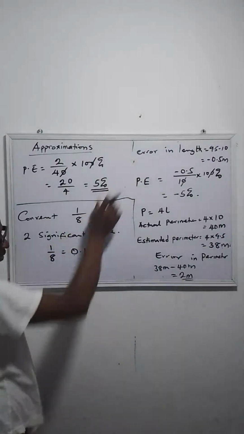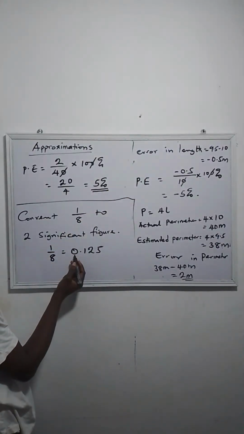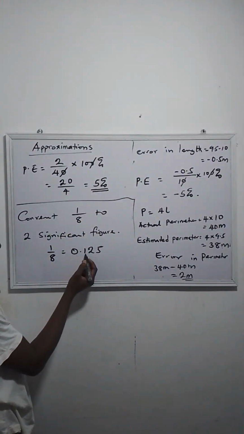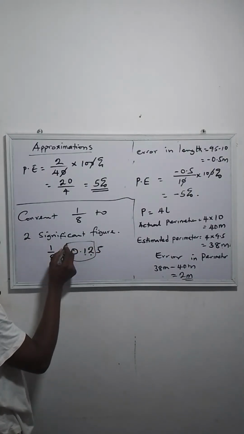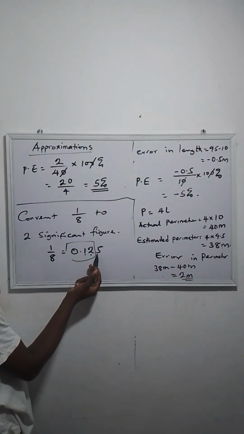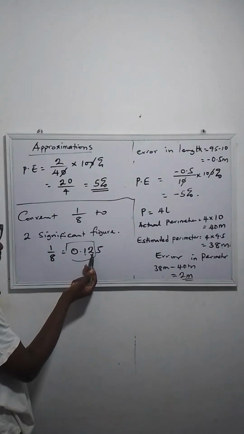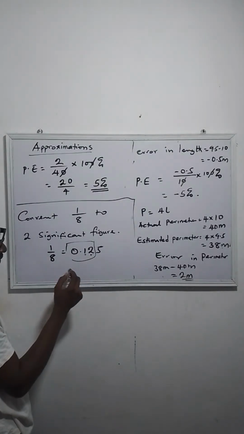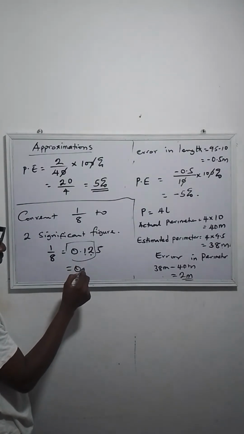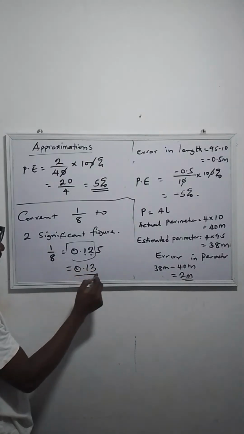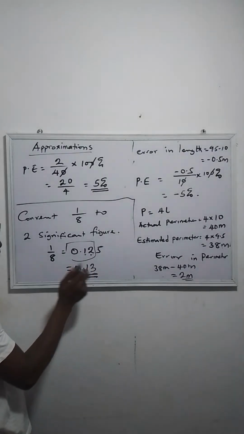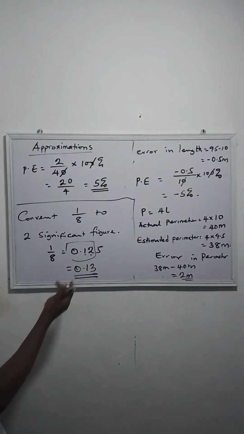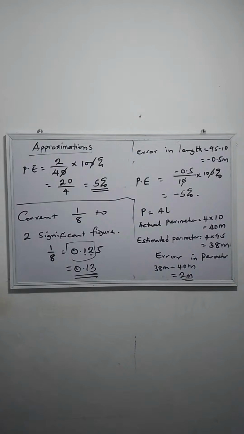So in this case, you can't start counting from here. You start from here. You count 1, 2. So this is what you are writing out. But then if the next digit after the last count is up to 5, you have to increase your last digit by 1. So in this case, your answer is going to be 0.13. I want to believe you all understand that. Please pay attention to this. Many students make mistakes when doing this kind of problem.